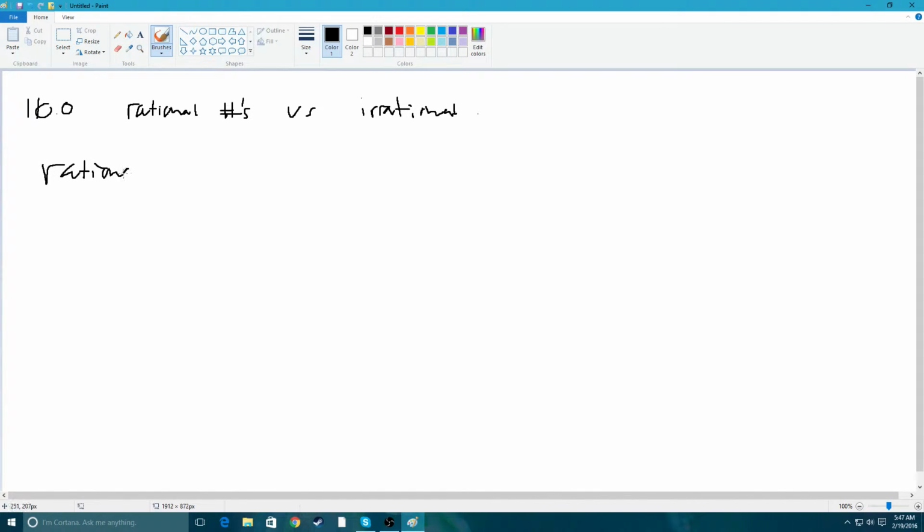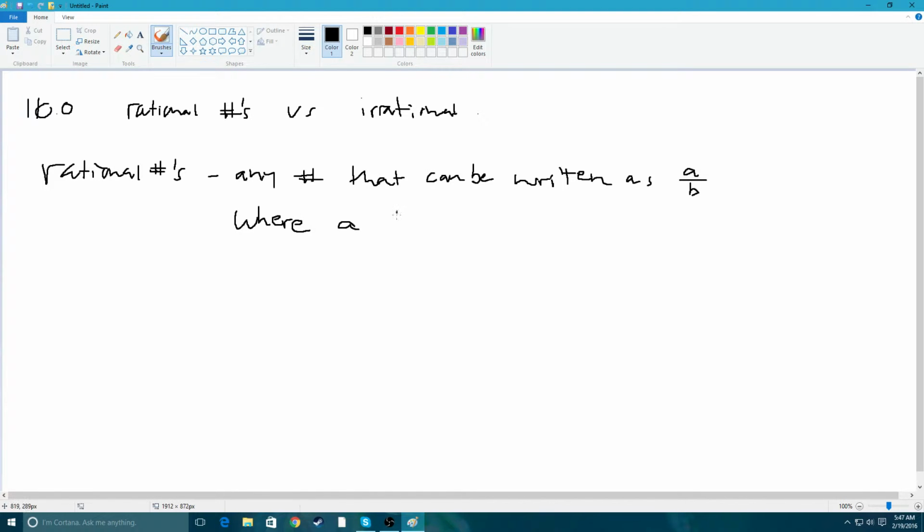rational numbers are any number at all that can be written as A divided by B. Any number at all written as A divided by B, where A and B are integers.